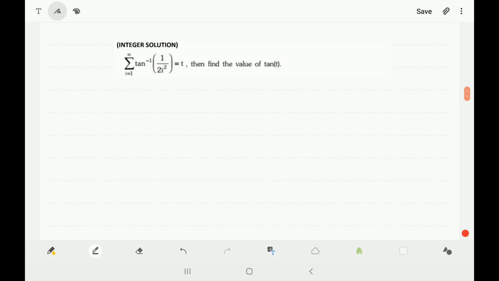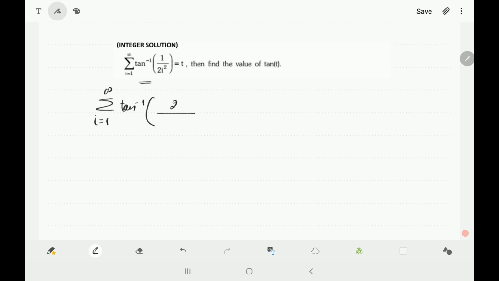In this problem, the summation from i=1 to infinity of tan inverse of 1 divided by 2i square is equal to t. We have to find the value of tan t. Okay, so this is a series problem. Can we write this term as tan inverse of the summation from i=1 to infinity?